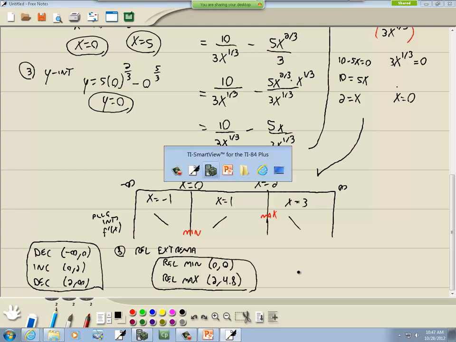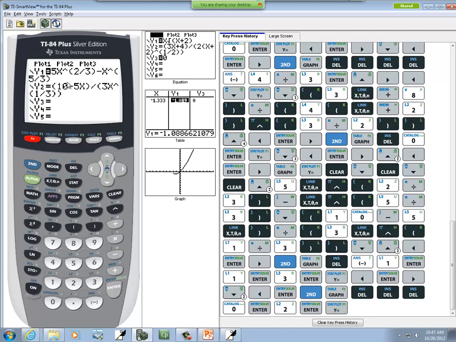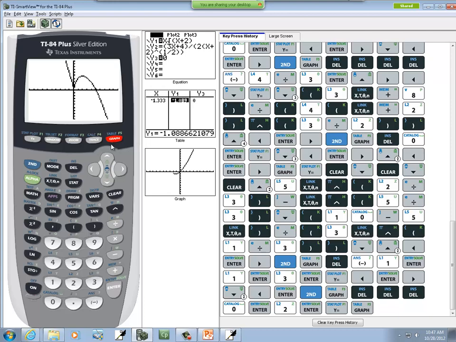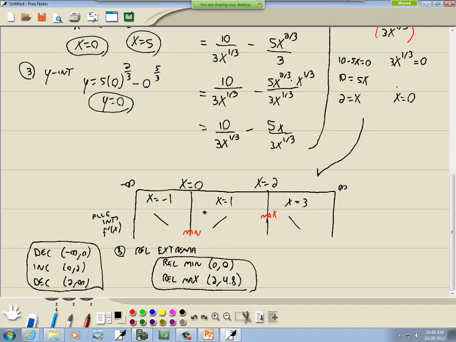Okay, let's go back to our calculator. Right now our function is turned on, and that's turned off. And if I press graph, that's pretty bizarre looking. Relative min 0, 0. That looks reasonable. A relative max at 2, 4.8. Yeah, that looks reasonable. Okay. Now we need to find our second derivative and find our concavity. So let me save that.